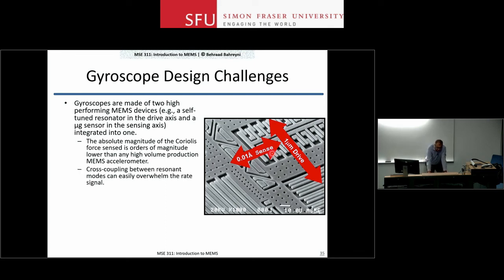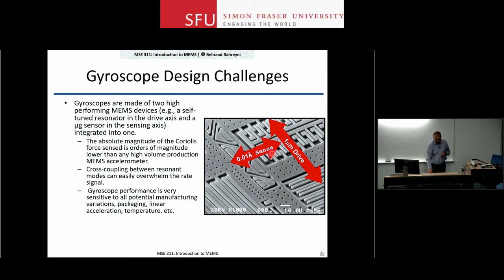Cross-coupling between the drive and sense can actually make your life hard, because remember, look at the relative values of these two. One is 10 to the minus 12, one is 10 to the minus 6. So a 6 order of magnitude difference in amplitudes of these signals. You can think about the drive signal in terms of the electrical drive signal, that it is much larger than what you have on the sense side. So the interference can be significant and make it hard.